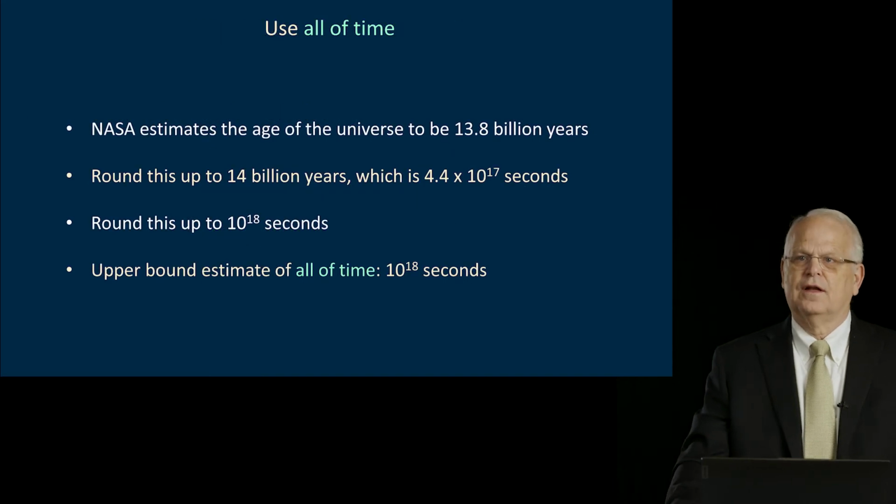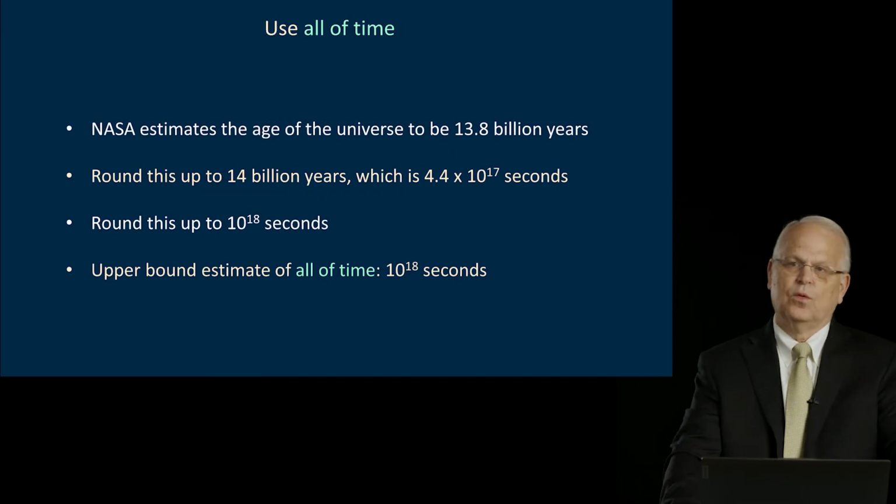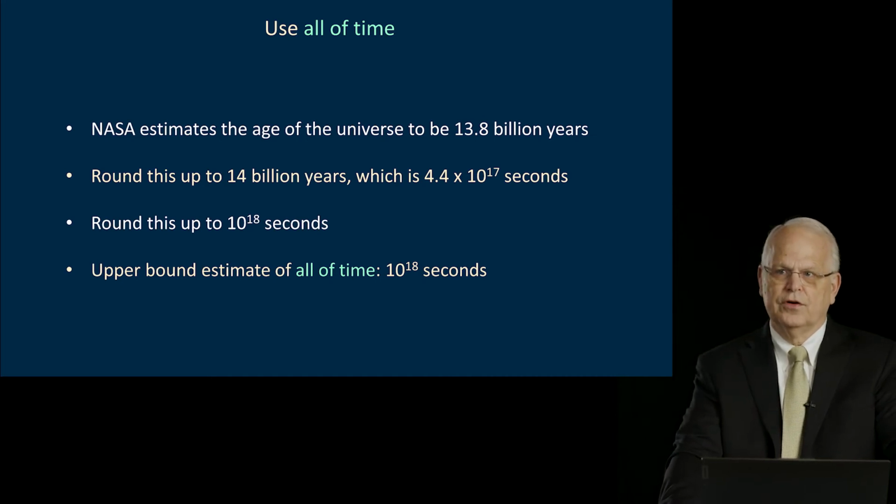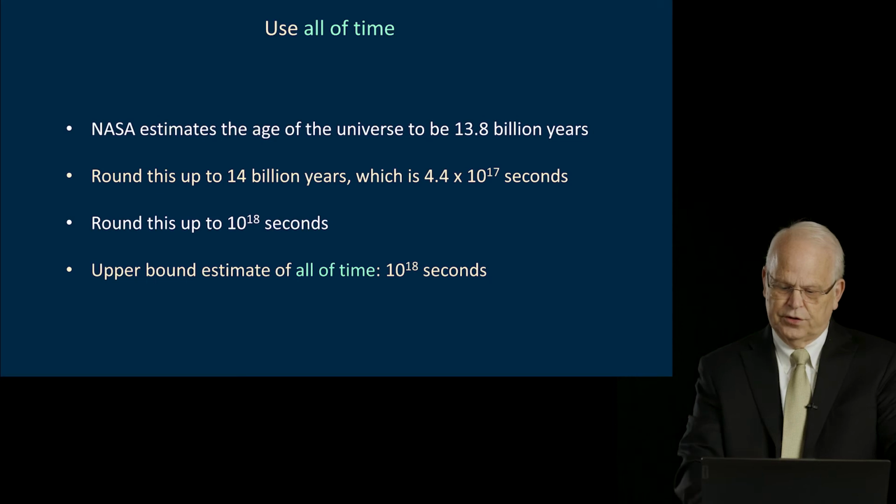For the maximum amount of time, we're going to use all of time. NASA estimates that the age of the universe is 13.8 billion years. We'll round this up to 14 billion years, which is 4.4 times 10 to the 17 seconds. We'll round this up to 10 to the 18 seconds. So our upper bound estimate of all of time is 10 to the 18 seconds. So this is pretty straightforward.